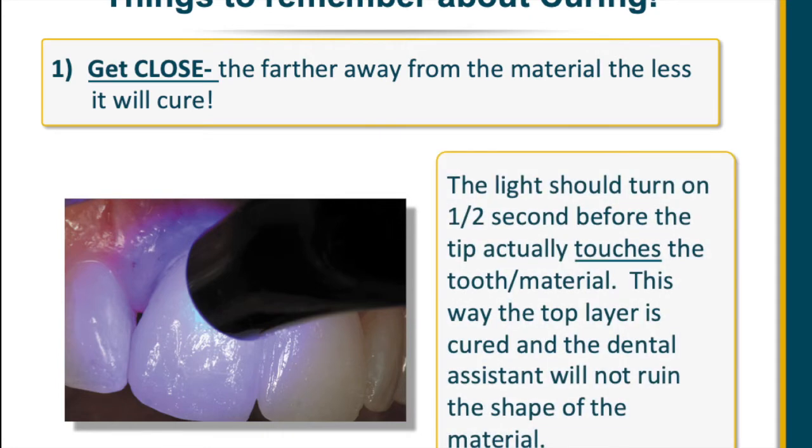The light should turn on for literally half a second before the tip actually touches the material. If the dentist spends 10 minutes sculpting and shaping and beautifying this tooth, and then the assistant comes along and smashes it with the curing light, that doesn't make anybody very happy, patient nor the dentist. So the light should turn on just before it touches the composite. So you're trying to get super close, turn the light on, and then you can get super close, because that top layer cures in an instant, and so you won't ruin the shape of the material.